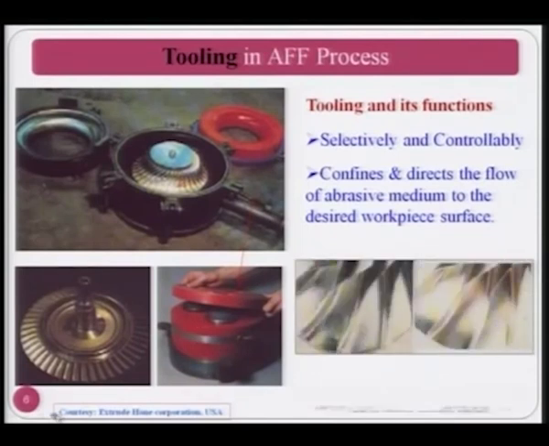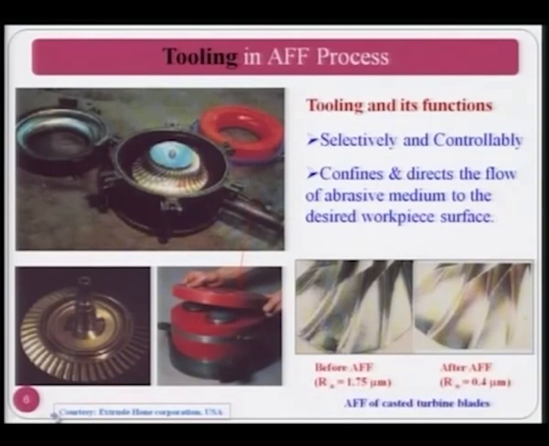Now you can see here on the left side the component, various blades are shown over there, and their Ra value is 1.75 micrometer before the abrasive flow finishing process, and after the abrasive flow finishing process its Ra value has come down to 0.4 micrometer, that is 400 nanometer. You can clearly see the difference qualitatively in the unfinished and the finished blade of cast turbine blades.